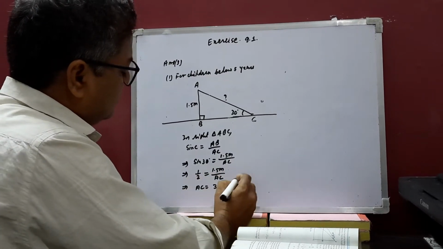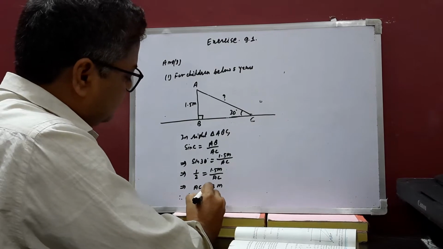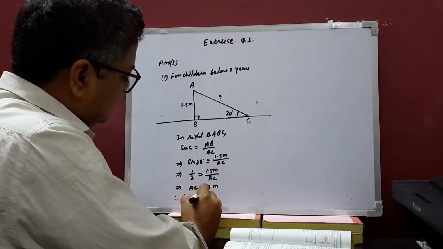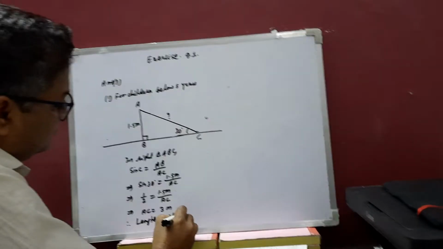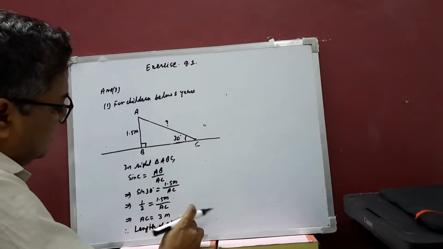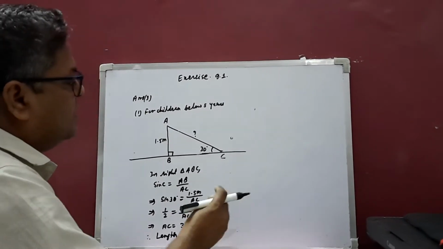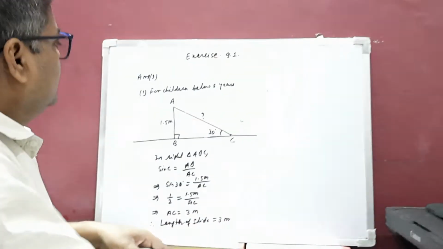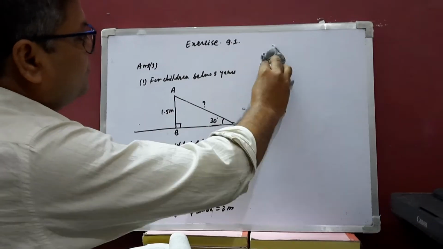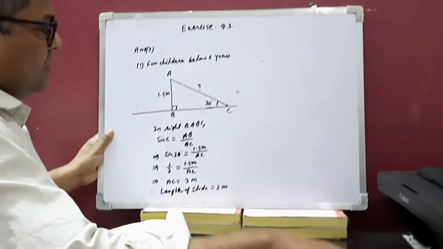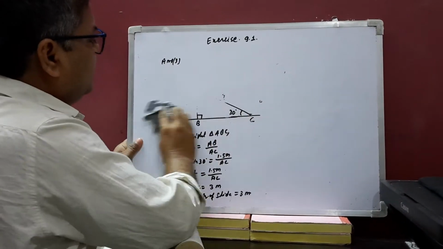After doing a cross multiplication, therefore length of slide is equal to 3 meter. This is the answer. Now in second section, I am just cleaning the board for the next calculation.